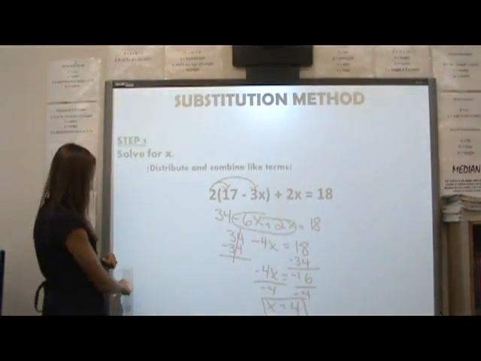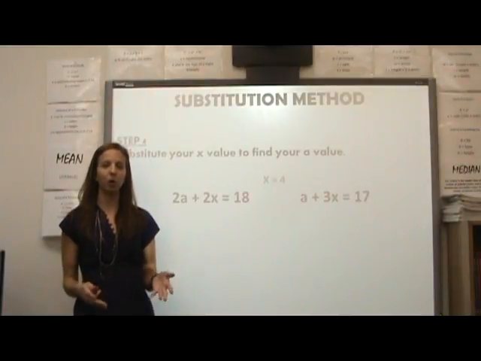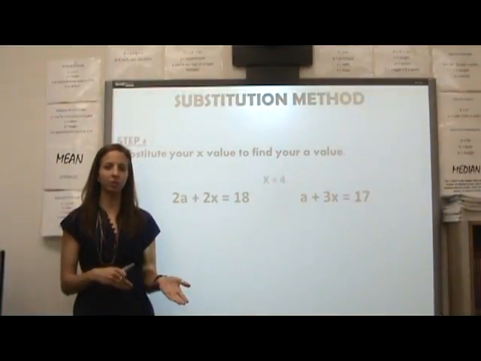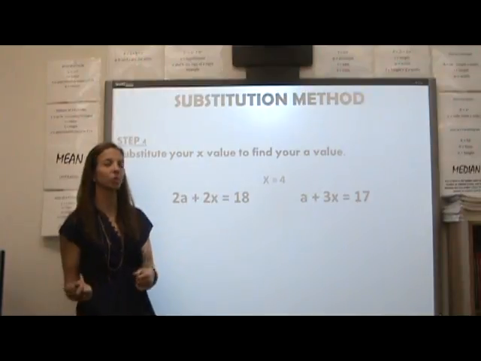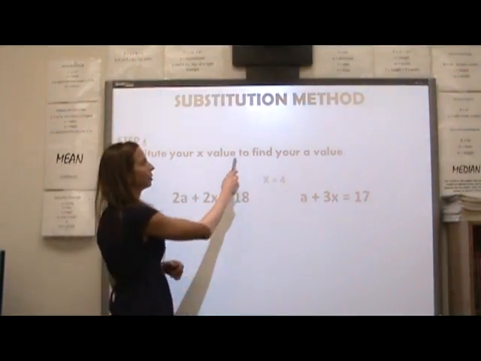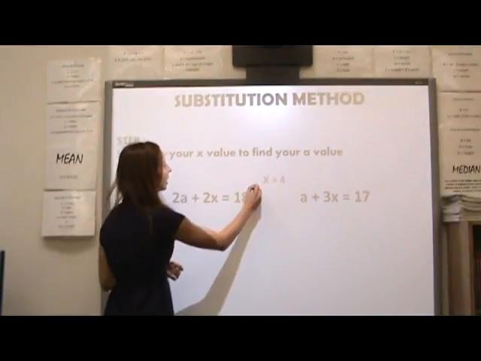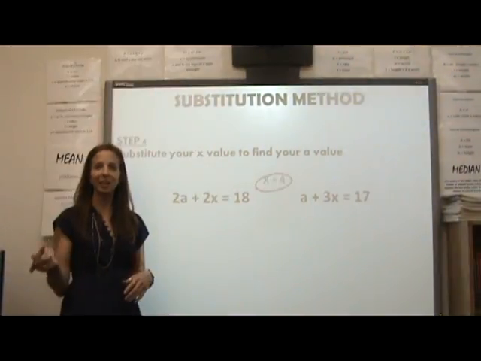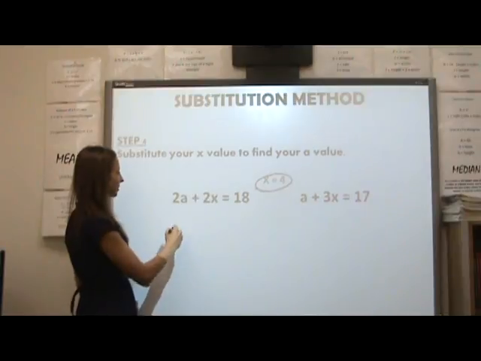At this point, we know that x is 4. We're about halfway done because we also need to find what A equals. So step 4 is that we're going to substitute our x value to find our A value. Again, x is 4. We're now going to substitute x back into our equation.